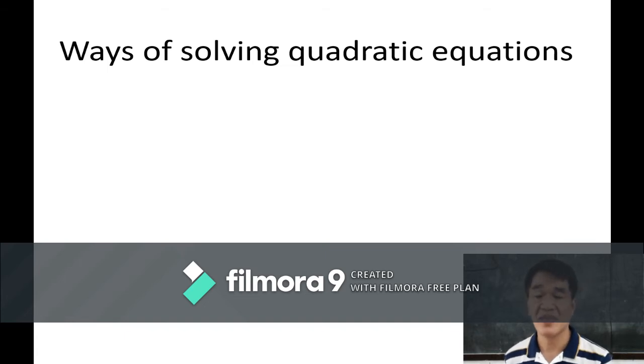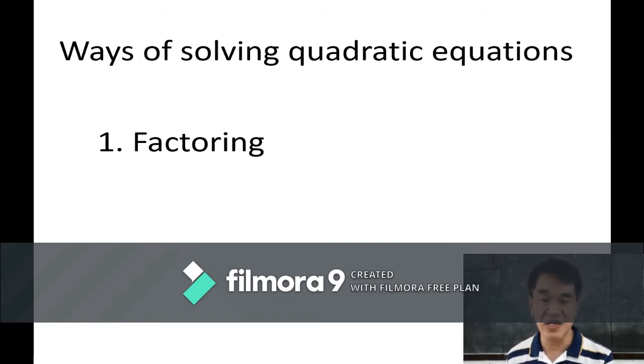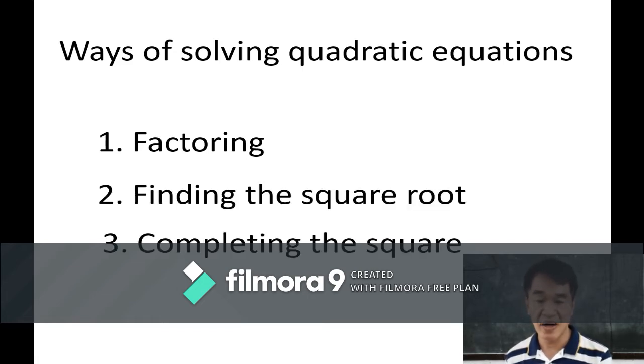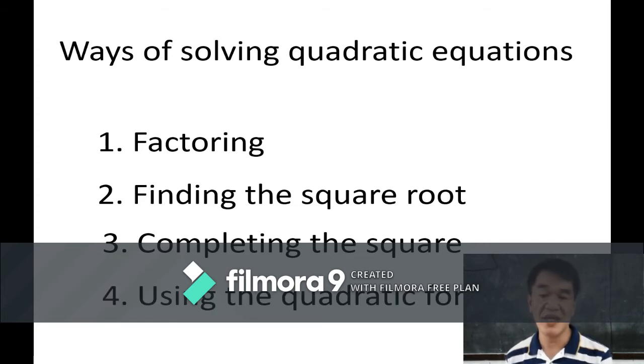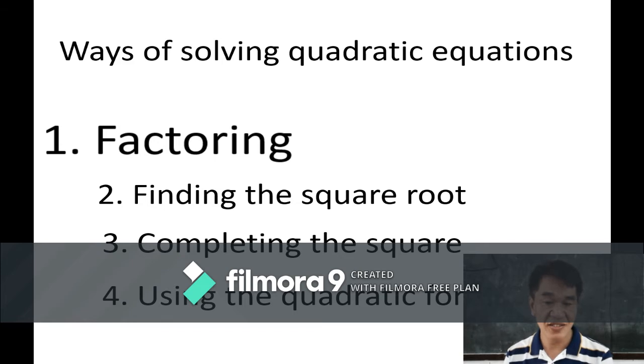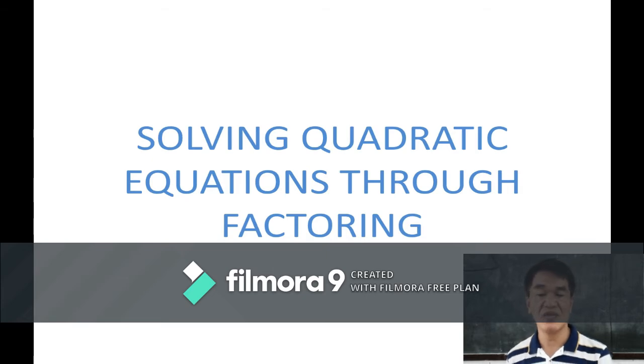How do we solve quadratic equations? Okay. There are four known ways of solving quadratic equations. The first one is factoring. The second one is finding the square root. The third is completing the square. And the fourth is using the quadratic formula. But for today's lesson, we will focus only on factoring. The rest of these ways, finding the square root, completing the square, using the quadratic formula, will be discussed in the next days.